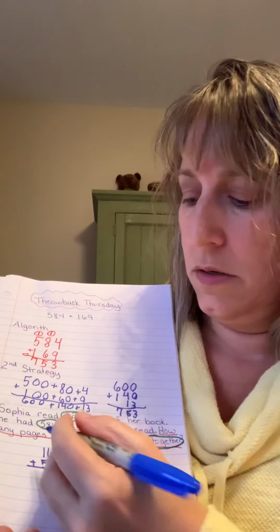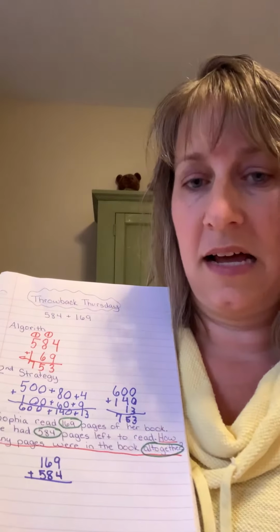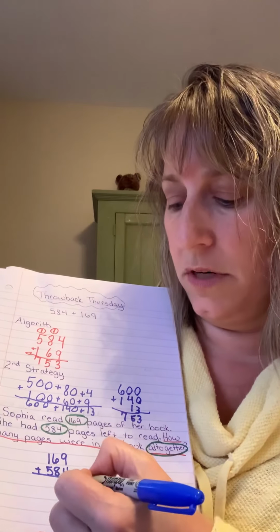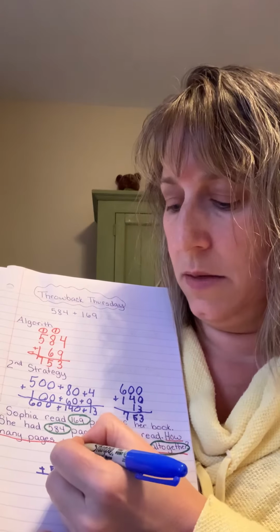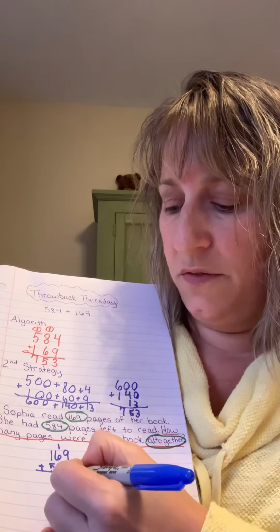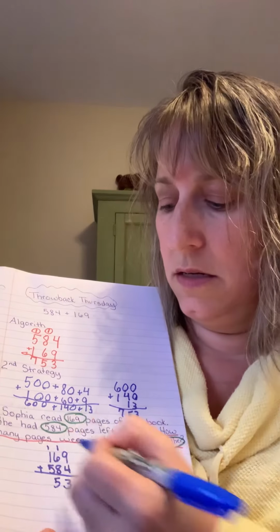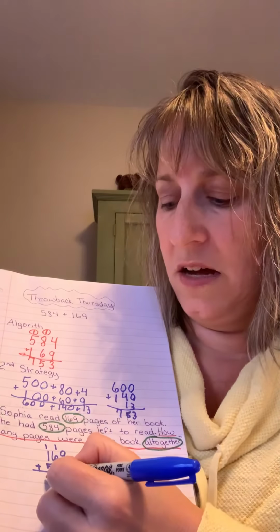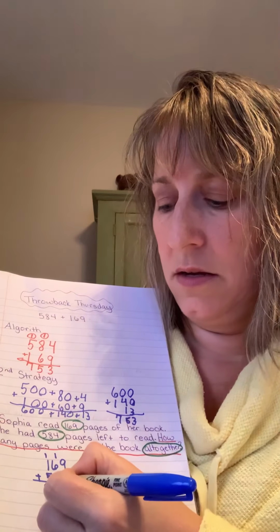And I'm going to use the standard algorithm. So 9 plus 4 equals 13. Put down the 3. I bring up the 1. 7 plus 8 is 15. And then 5 plus 1 plus 1 is 7. 753, and I have to label it, so I have pages.